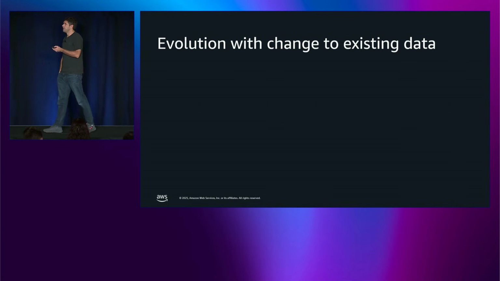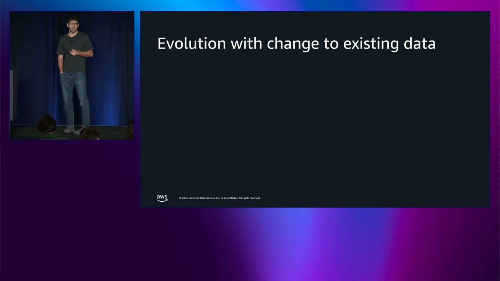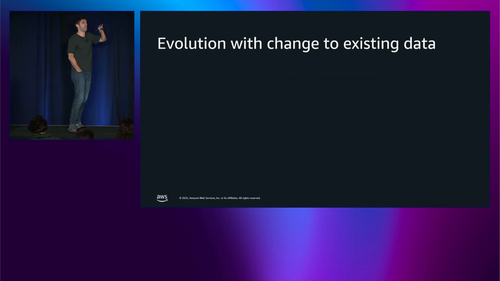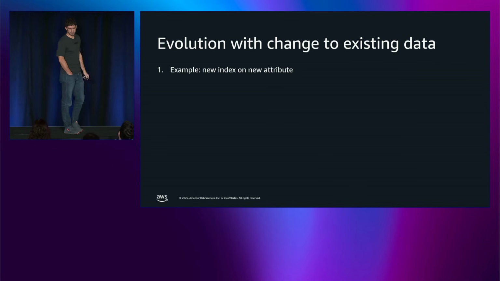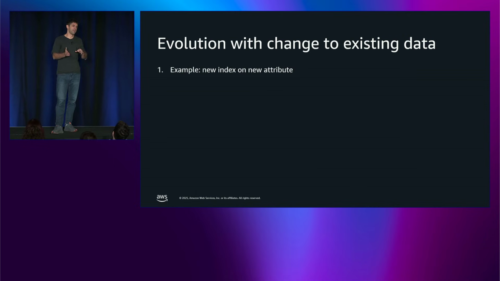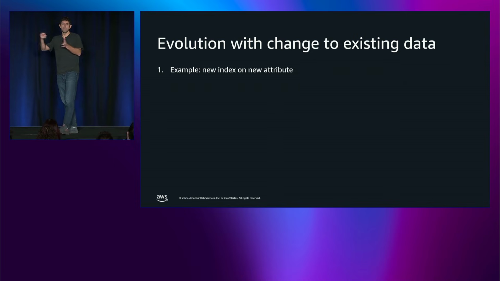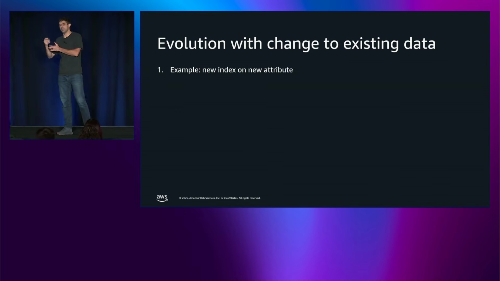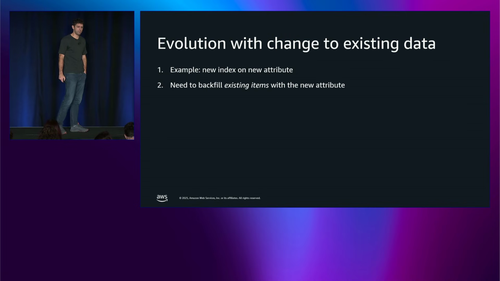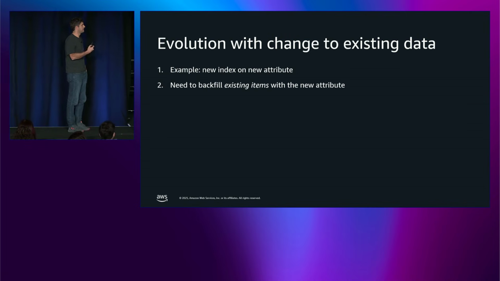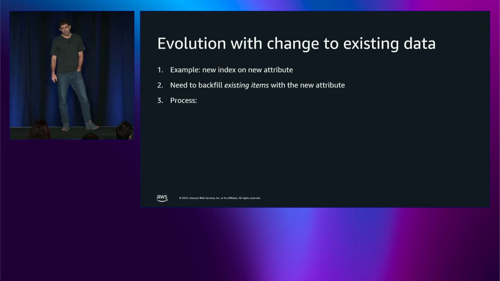So this is if you need to change existing data. The problem here, again, is we have a bunch of tickets in our table. They don't have this urgent flag, but we need to add it for those ones that are truly urgent, right? So again, this is mostly going to come up if you need a new index on a new attribute in your table, or if you're backfilling a new attribute, even if you're not using it for indexing like we were talking about in the first type. So you need to backfill existing items with this new attribute.